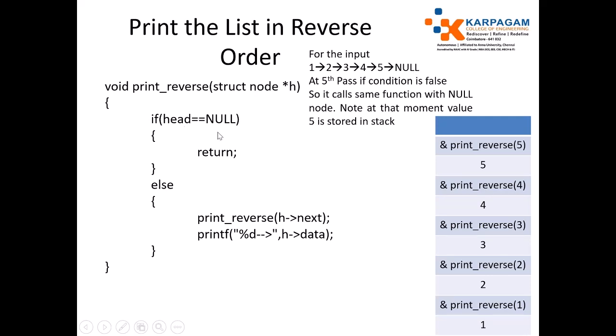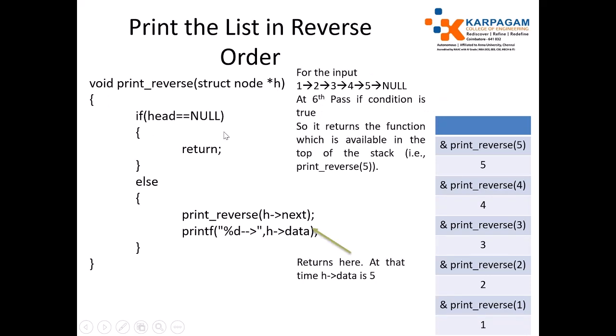Now the if condition is true. At the sixth pass, the if condition is true, so it returns to the function which is available at the top of the stack.